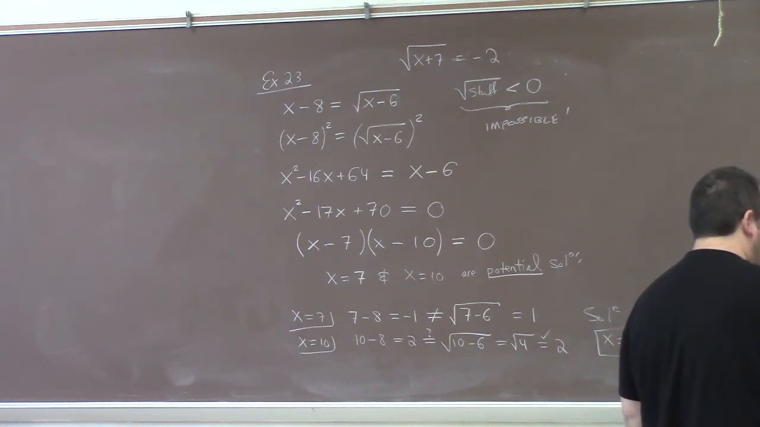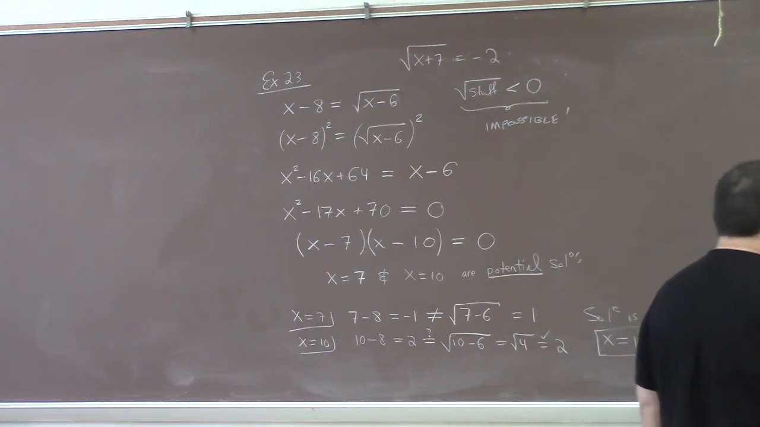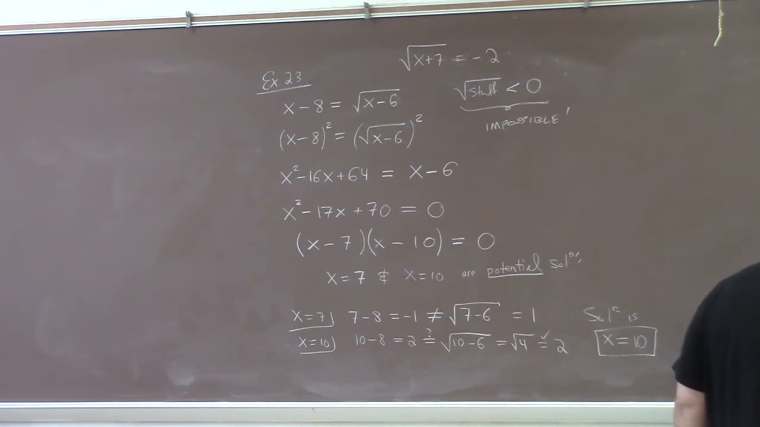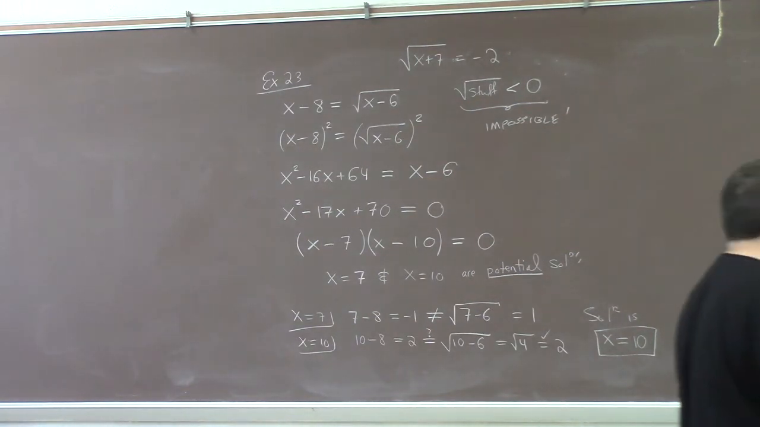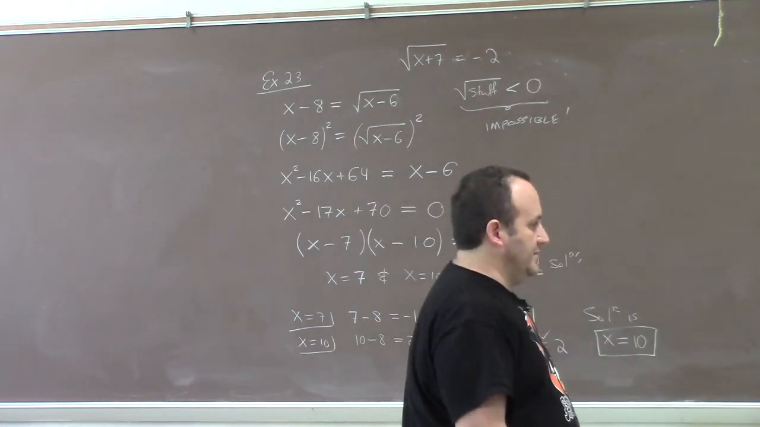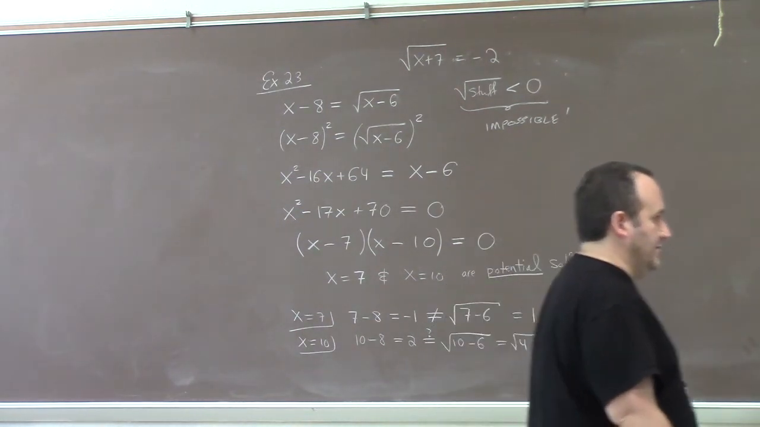We'll start with minus 3. Square root of 2 times minus 3 plus 7, minus quantity 2, is the square root of 1 minus 2, which is, well, minus 1. And that is not equal to minus 3. So, nope. Not going to do it. Not going to work.